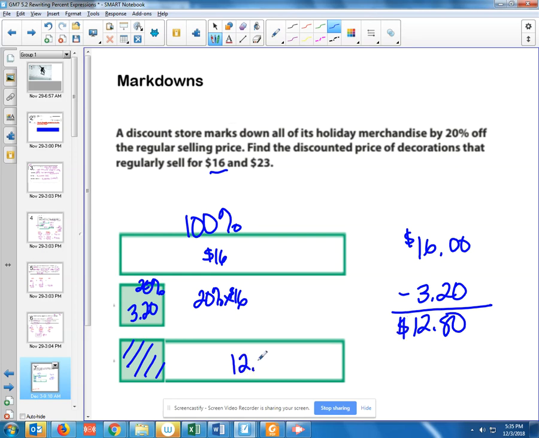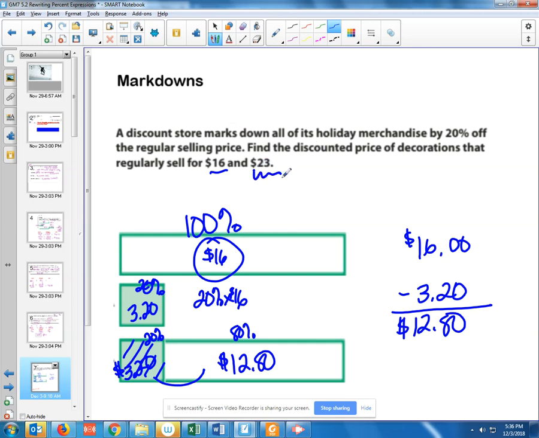$12.80. That's the amount that goes here on what's left of this bar. This green part is the $3.20 that you're chopping off the price. These two together give you $16 whole. So really, you start out with 100% of the price, you take 20% off, you're really only paying 80% of the price then. All right.